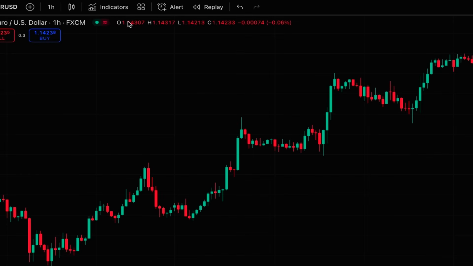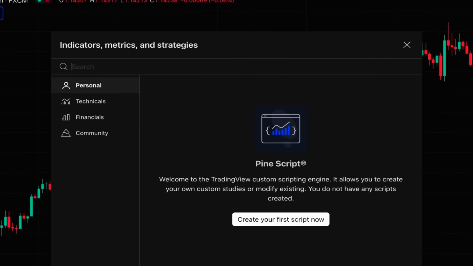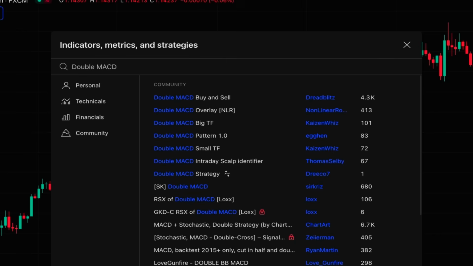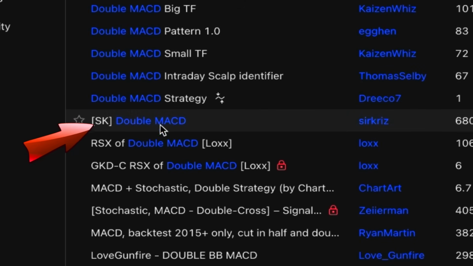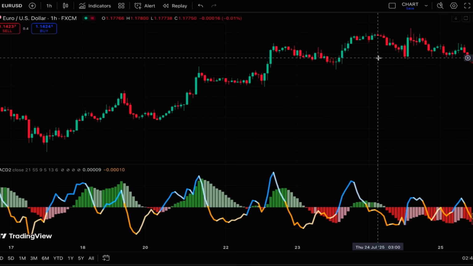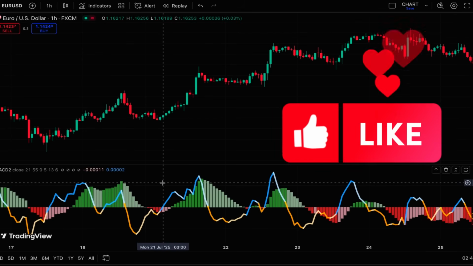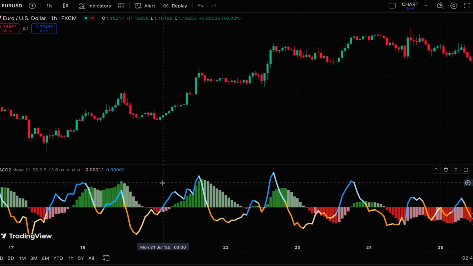So here we click on indicators, and since on the free version of TradingView we have limitations for only two indicators, we add this indicator, double MACD, this one, SK double MACD, which is written by Sir Chris. So now we have two MACDs in one indicator. We just need to give them some special settings and adjustments so they will be suitable for our trading strategy.